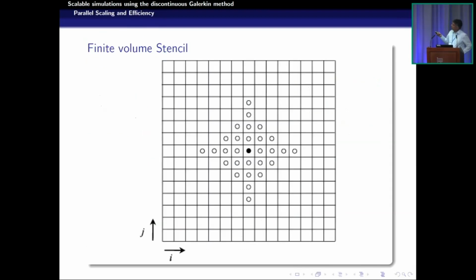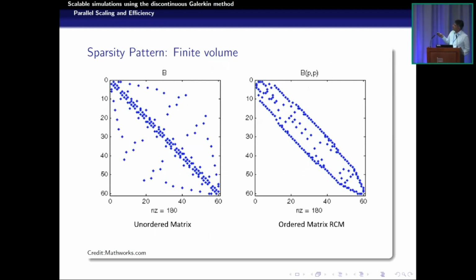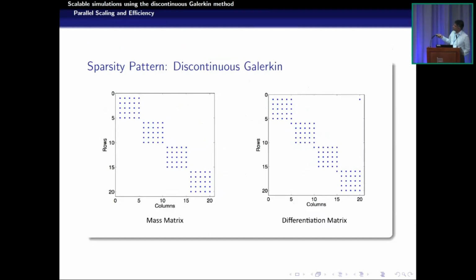Just to give you a quick idea, if I want to go to a higher order in finite volume, and that black dot is in the center of a CPU boundary, the information needs to come deeper and deeper. So you're doing more communication, and that indirectly affects your scalability. Typically, this is the sparsity pattern of finite volume systems. You can do some reordering and make it more banded, but this is how it looks in DG. So this is very effective in terms of computing to communication ratios.